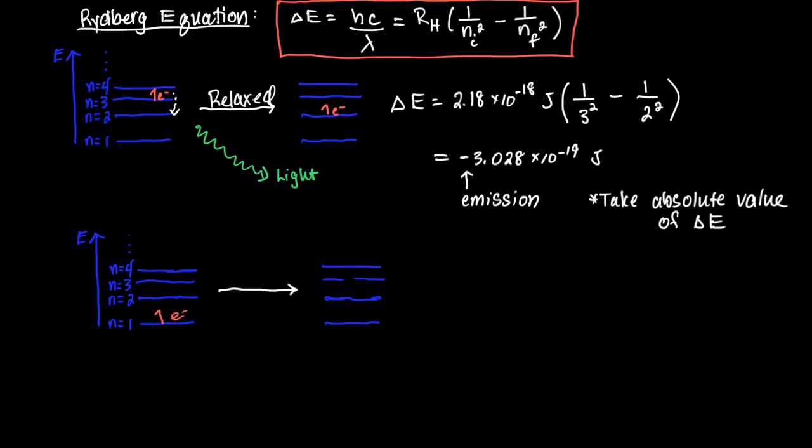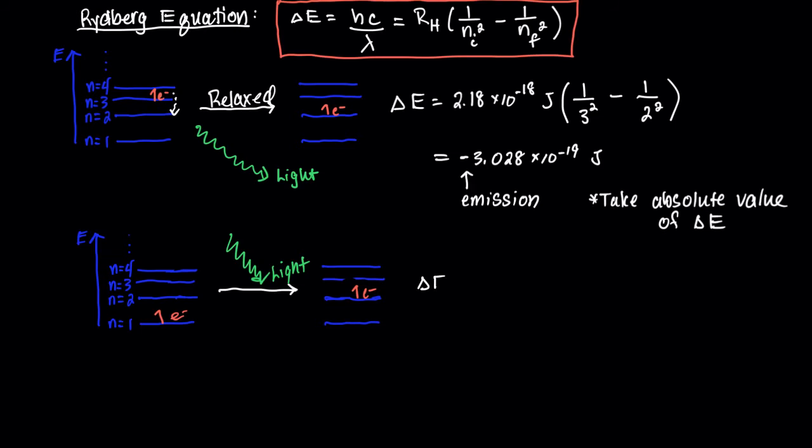All right, so I've redrawn the energy levels here. Let's say we start with the electron in n equals 1, and we hit that atom with light of the right energy to promote the electron up to n equals 2. Right? We can also use the Rydberg equation to calculate the energy that was needed to bump up that electron.